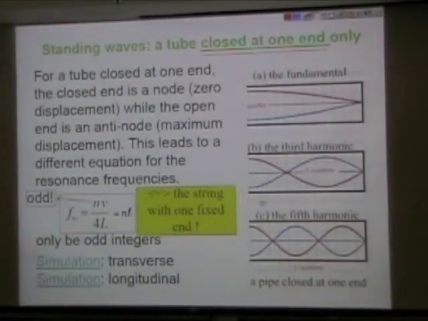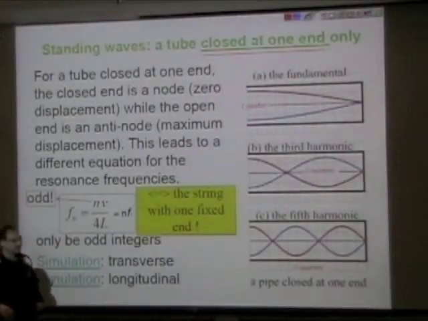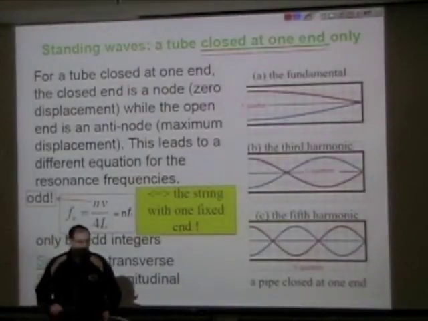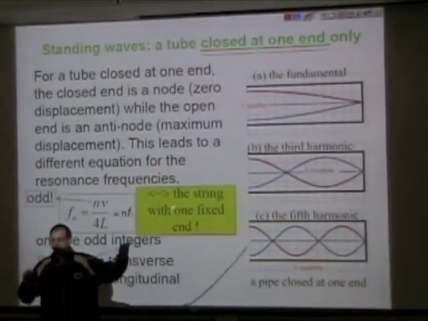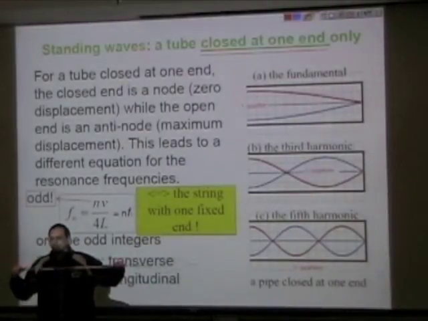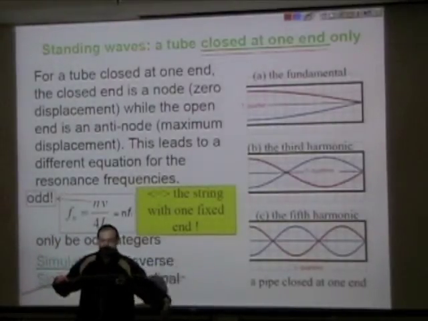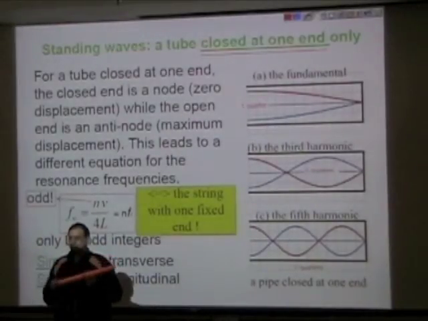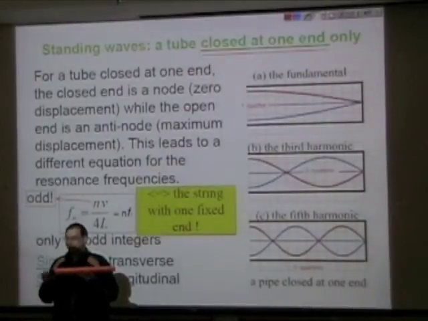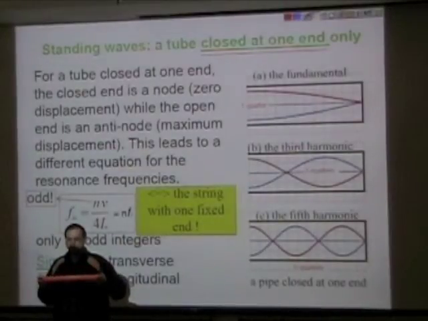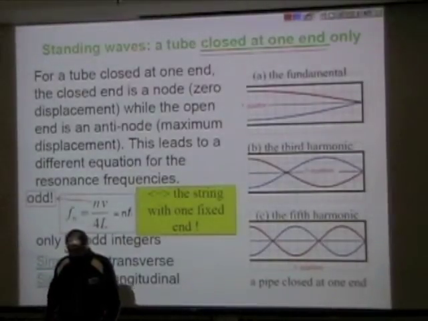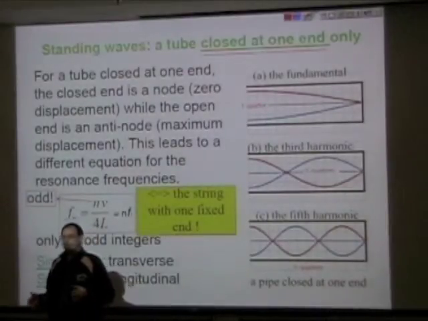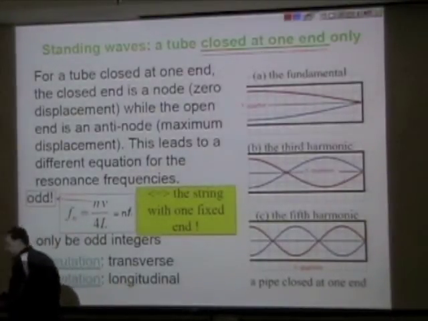Well, now we have to talk about a different situation. So what if we have one end fixed and another end loose? In that case, we must have a node at this end, and we must have an antinode at the loose end. Or what if we have a pipe which is closed at one end? In that case, again, we must have a node, no motion at all at this end, and we must have an antinode, maximum motion at that end. So we just have to draw a picture of waves we can fit under these conditions.